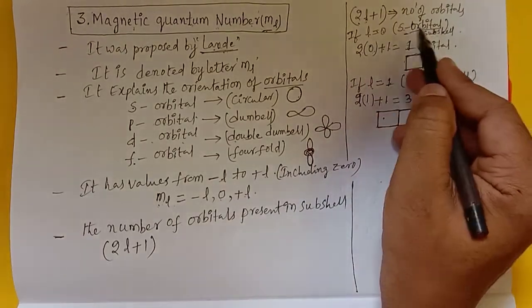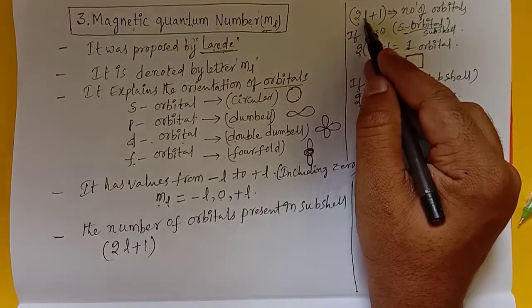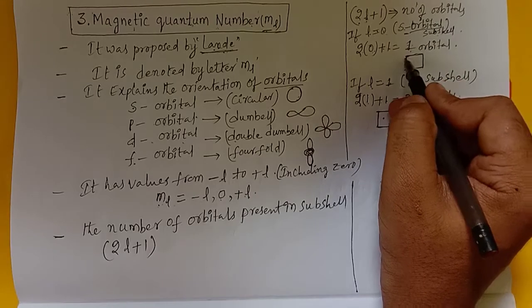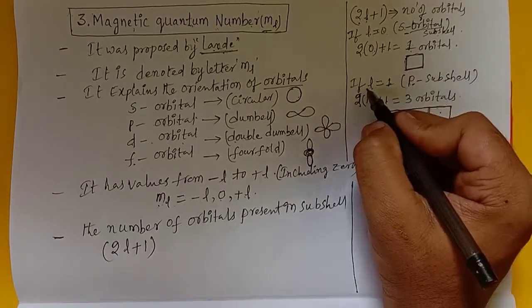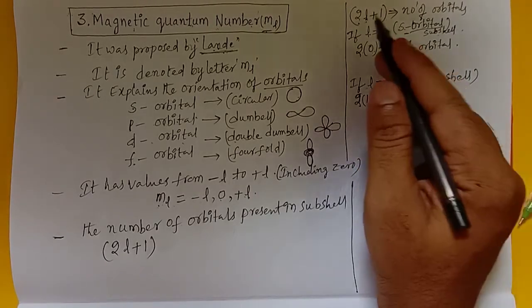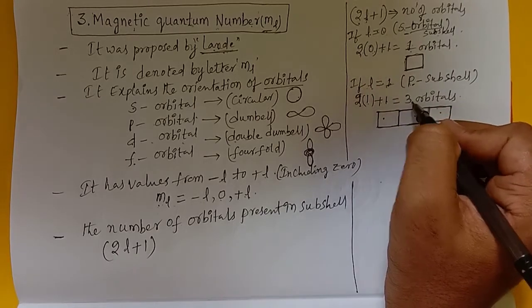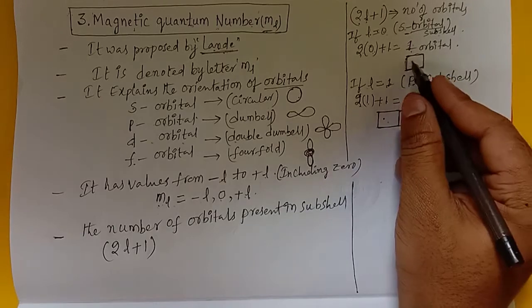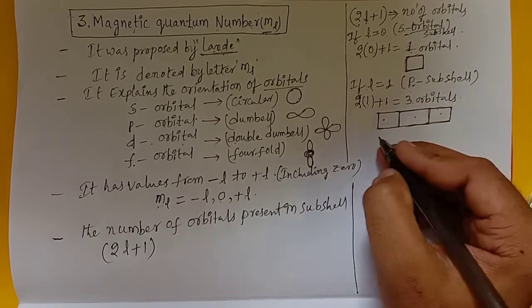For the S subshell, 1 orbital. S subshell means L equal to 0. Substitute L equal to 0 in the 2L plus 1 formula, you will get 1 orbital, which means 1 box. And if you substitute the value 1 in the 2L plus 1 formula, you will get 3 orbitals, which means 3 boxes. Each box contains 2 electrons. Later we will discuss that one.